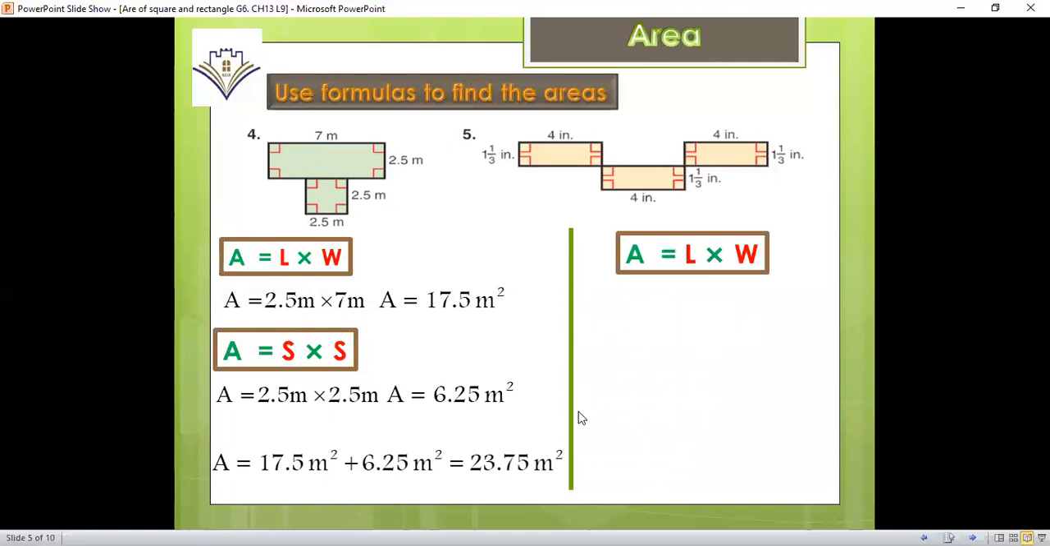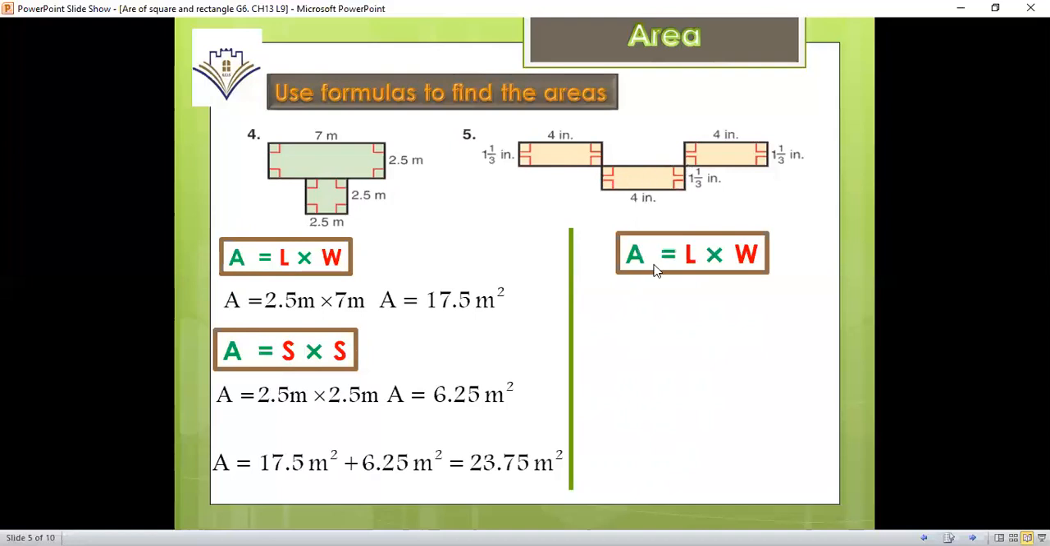Look at the second one, question number 5. We have here 3 rectangles, but these rectangles are equal in area because the length is 4 and the width is 1 and 1/3. Then you can calculate the area of one rectangle, and when you get the result, multiply it by 3.